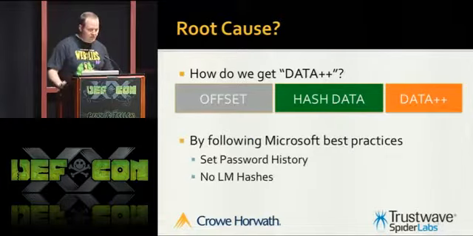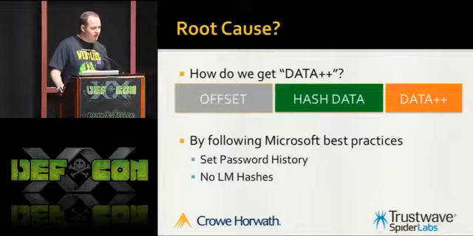So really the only two things you need to do to cause hash corruption for any particular user or set of users on a system is to enable password history and not have an LM hash for that user, which is, oddly enough, a really common thing. Yeah, in enterprise today, that's a Microsoft best practice, which I think is kind of funny.